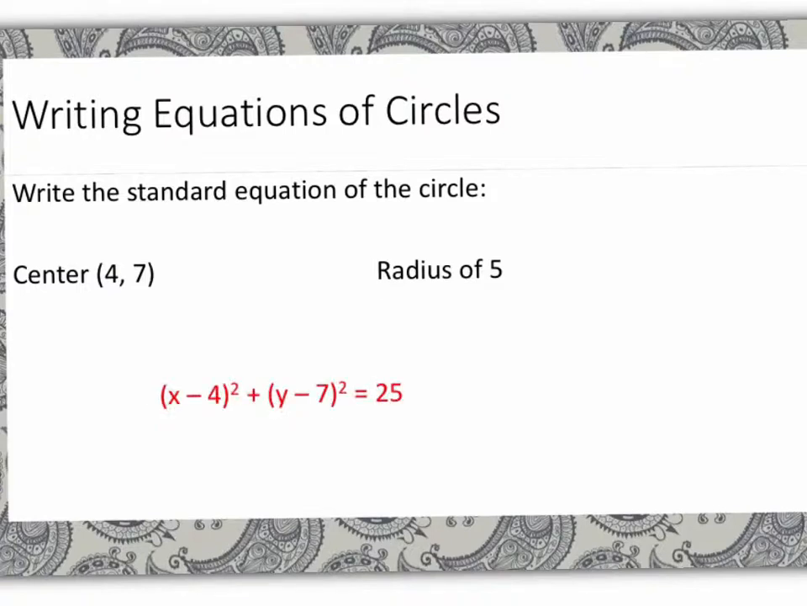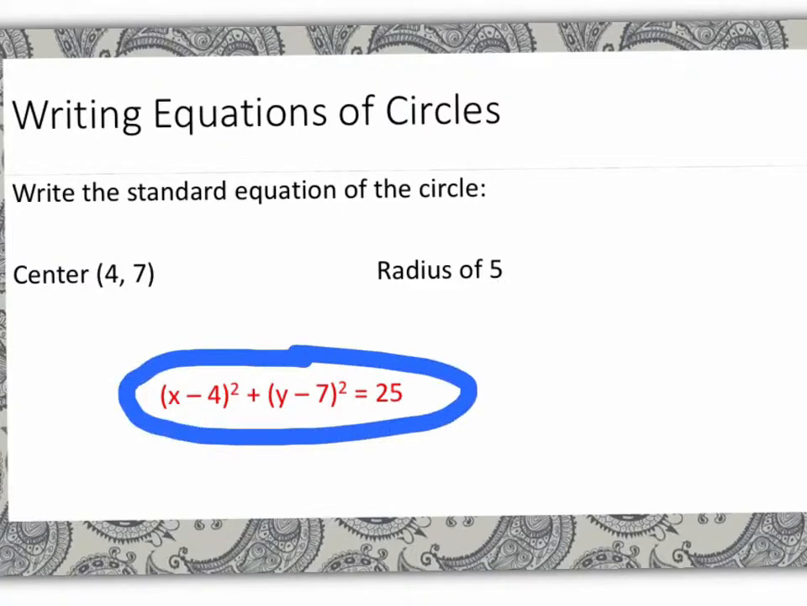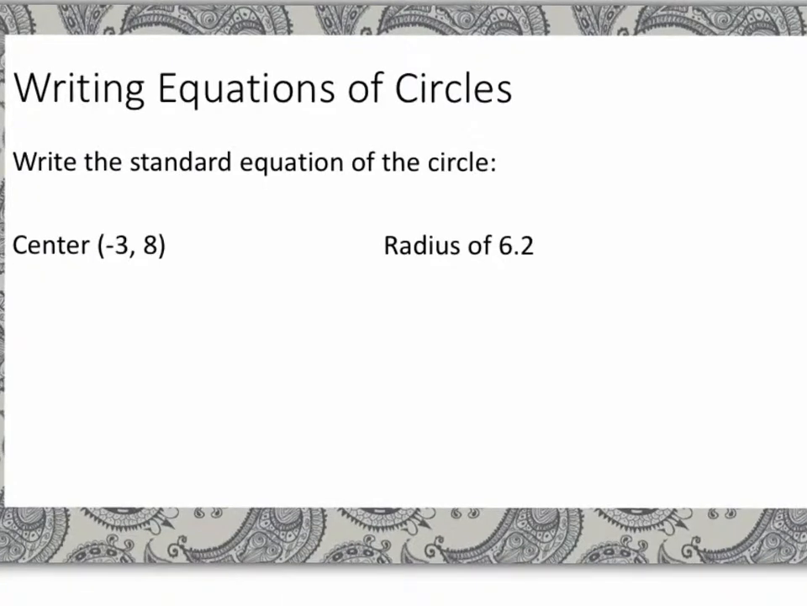And here it is. Center is 4, so 4 goes here. 7 for k goes here. And then we square the 5 to get 25. And this is the standard form for the equation of a circle. Okay, let's go one level up.